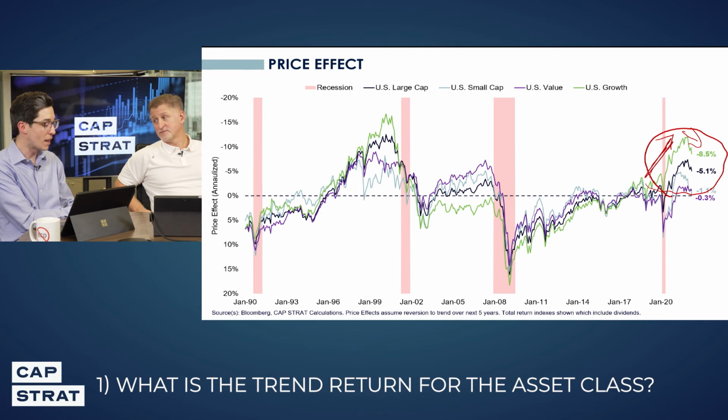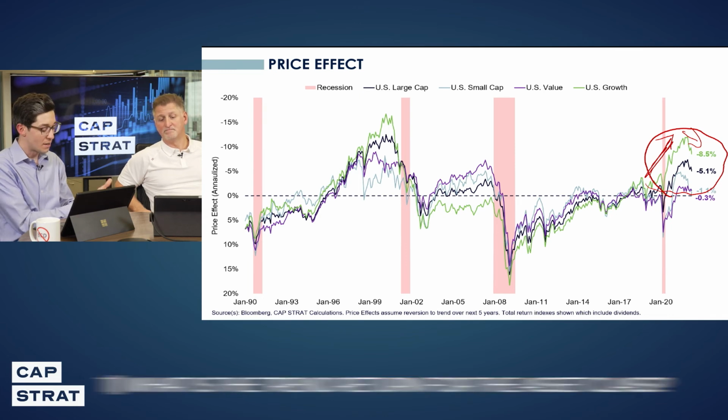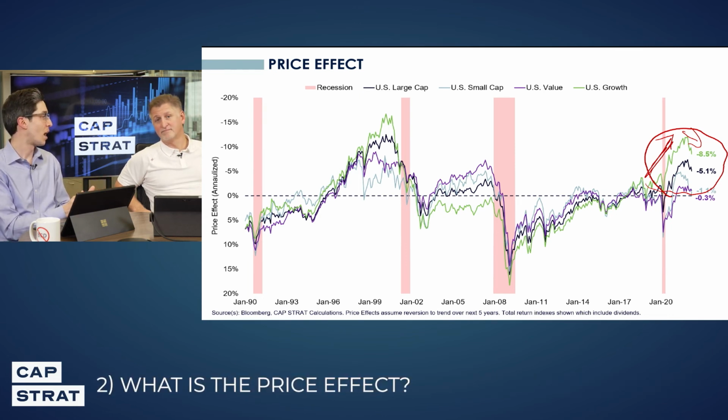But as you think about long-term portfolio construction, and more importantly, this is the starting point for our framework. First, what is the trend return for the asset class? For example, for US large caps, it's over 6%. Now, what is the price effect? How far above or below trend am I right now? And what does that mean for me? If I'm above trend, that price effect is negative. So that immediately starts reducing my expected returns.